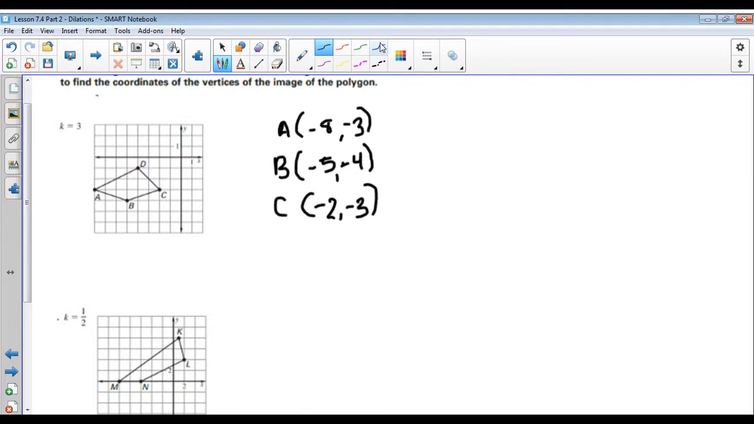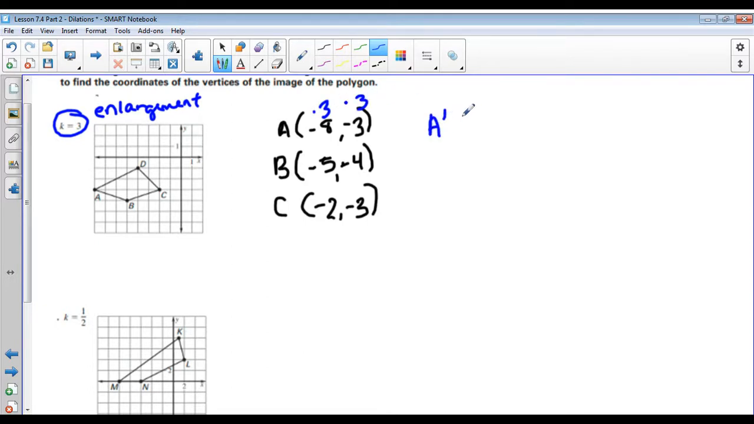Now, if I'm using the dilation, using the scale factor, we know that K equals 3 is a number that's bigger than 1, so this is definitely going to be an enlargement. Since it is centered around the origin, you're going to be taking that scale factor of 3 and multiplying it to both the x and y values.